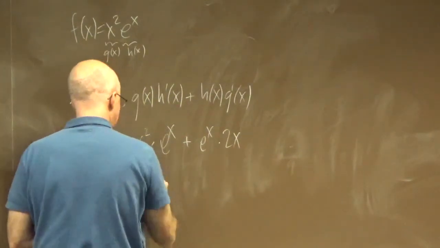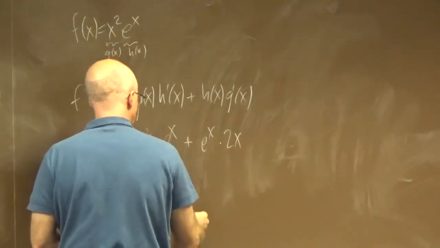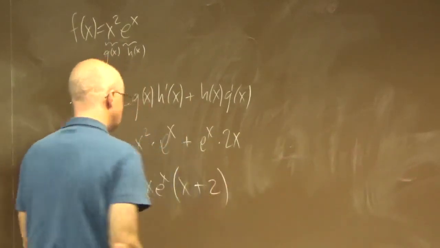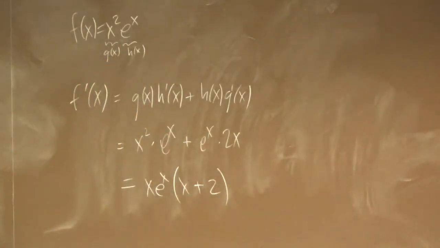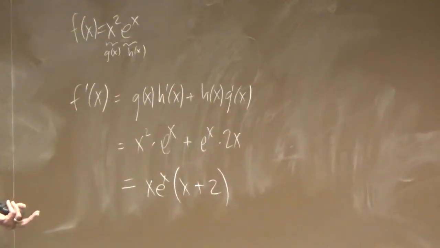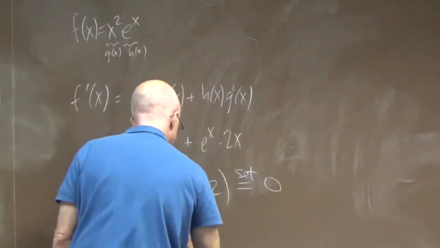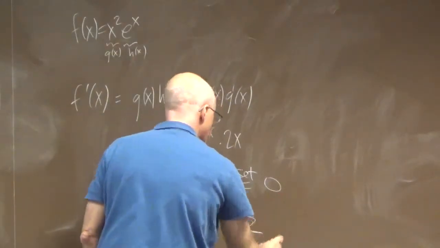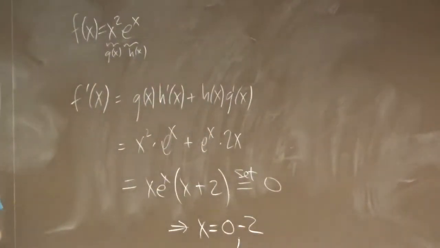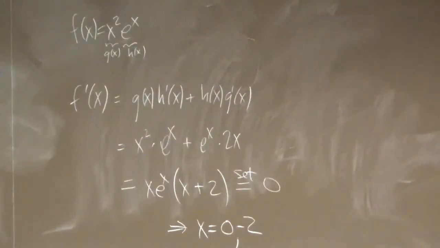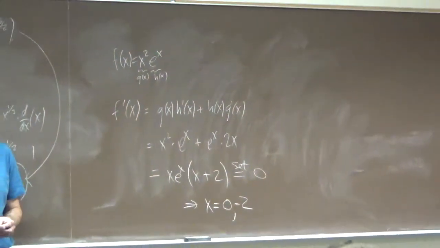That can be rewritten as x e to the x times, in parentheses, x plus 2. A factored form of that derivative. And that's a useful thing to do because it's easier to see where it's equal to 0, and therefore when the original function has a horizontal tangent. If I set this equal to 0 and solve for x, I get two solutions. 0 and negative 2. Those are where the tangent line is horizontal. I'm not going to write that down. You may want to write it down. When x is 0 and negative 2, that's when the tangent line is horizontal.